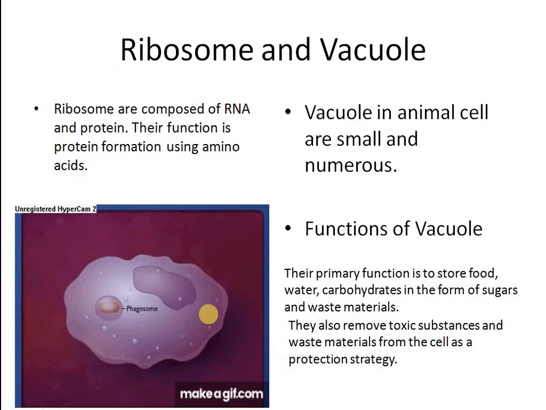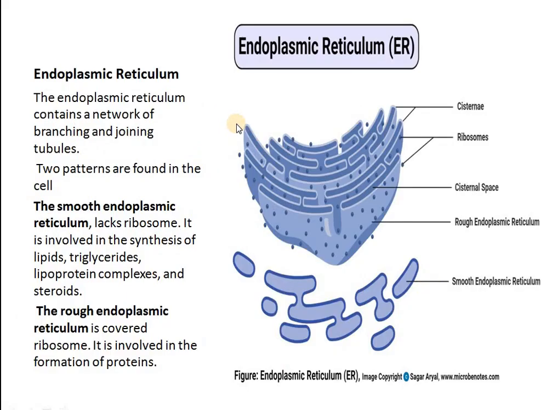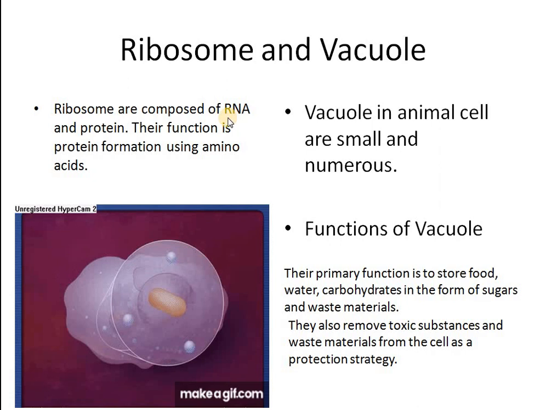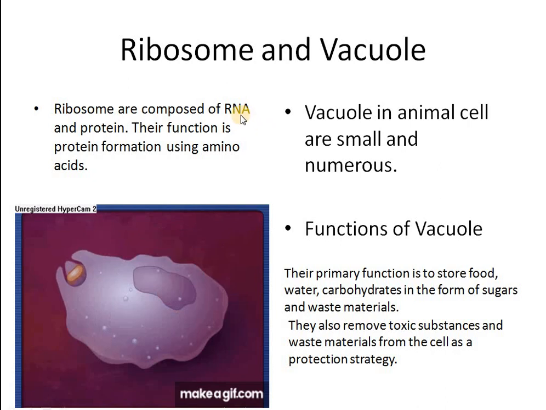Now let's get on with ribosomes and vacuoles. Ribosomes are composed of RNA and protein. RNA stands for ribonucleic acid. It is also one of the nucleic acids. Nucleic acids are of two types, DNA and RNA. DNA is deoxyribonucleic acid and RNA means ribonucleic acid. So ribosomes are composed of RNA and protein, and their function is to form protein using amino acids. Amino acids are the building blocks of protein, and the formation of protein is the function of ribosomes.